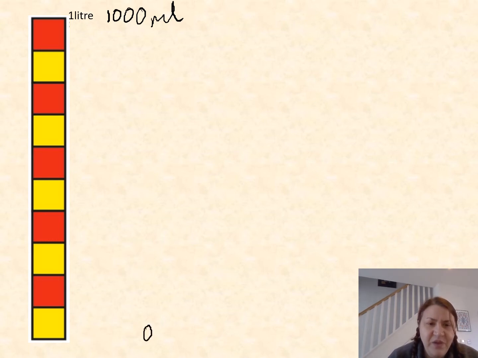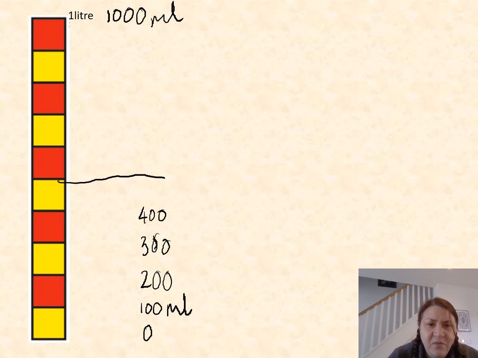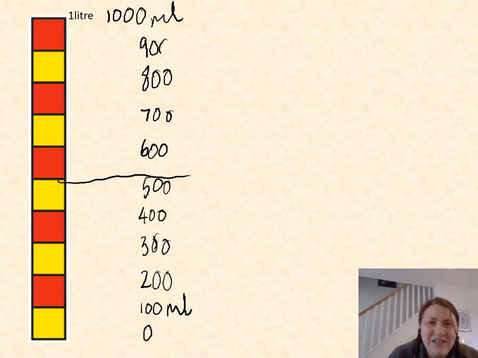Let's bring it out a bit more. So the next one will be how many millilitres would the next jump be? 100 millilitres. Right, then count up the next one with me. 200 millilitres, 300 millilitres, 400 millilitres. Our halfway point would be 500 millilitres, then 600 millilitres, 700 millilitres, 800 millilitres, and 900 millilitres.